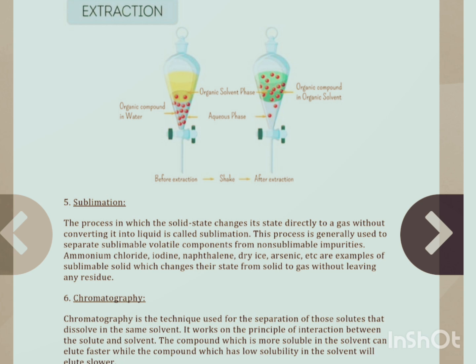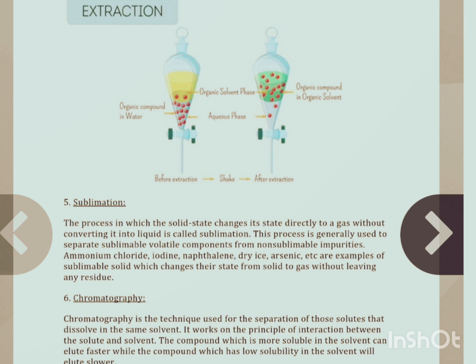Next we have chromatography. What is chromatography? Chromatography is a technique used to separate solutes that dissolve in the same solvent. Like if two solutes are there, both will dissolve in the same solvent, so to separate them we use chromatography. It works on the principle of interaction between the solute and solvent. The compound which is more soluble in the solvent will elute faster, while the compound which has low solubility in the solvent will elute slower.